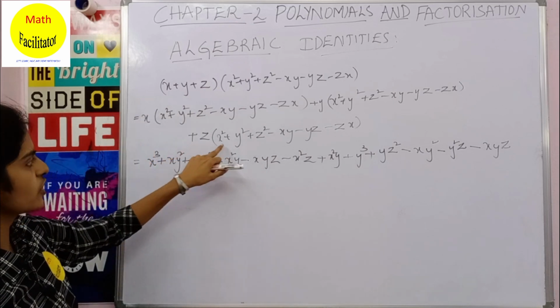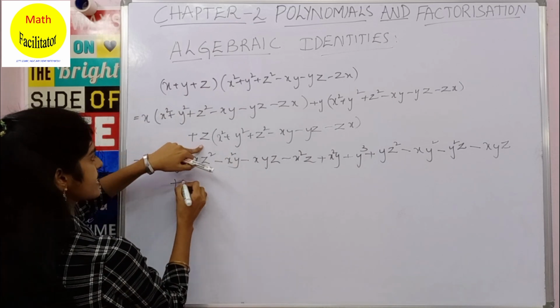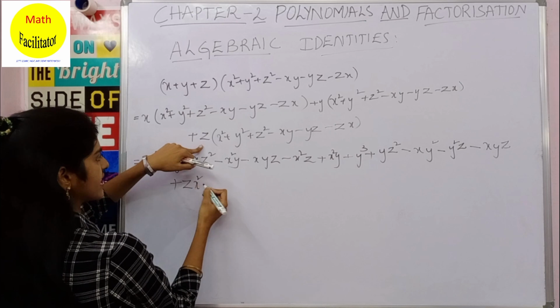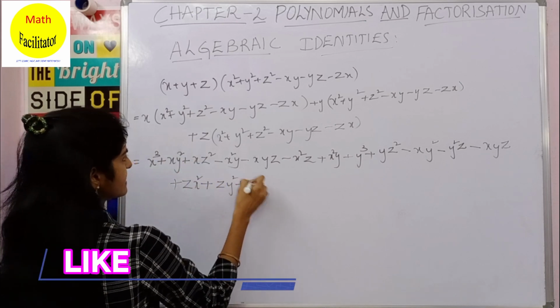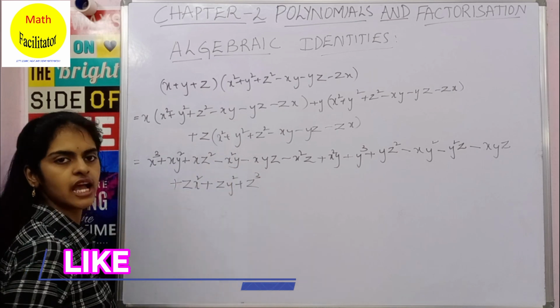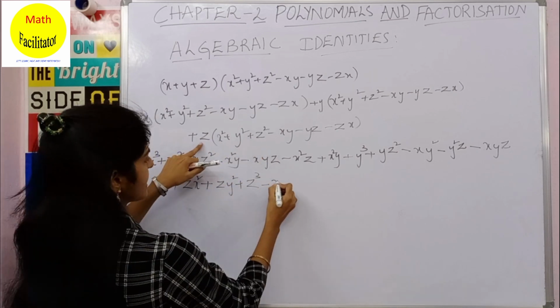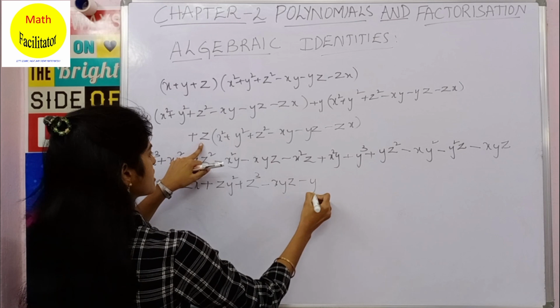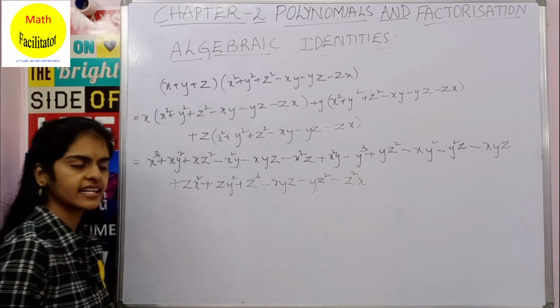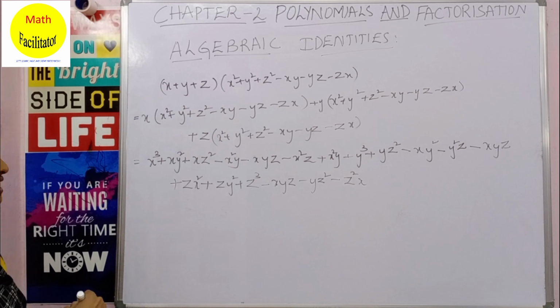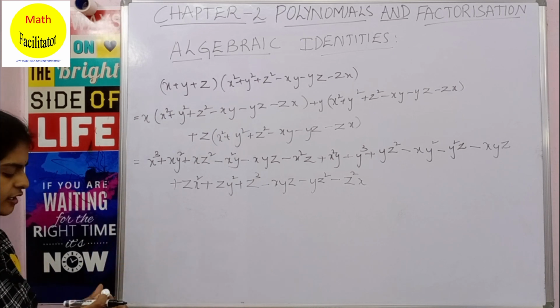Okay, so this is xyz. Clear? Now moving on to this term, this is nothing but plus zx square or x square z, plus zy square, plus z into z square is z cube. Okay, and you have minus xyz, minus yz square, minus z square x. Clear? Now what do we do? We shall find if there are any common terms or not.